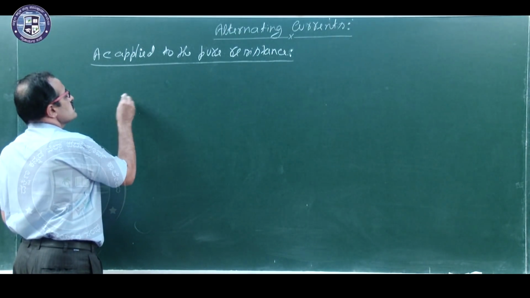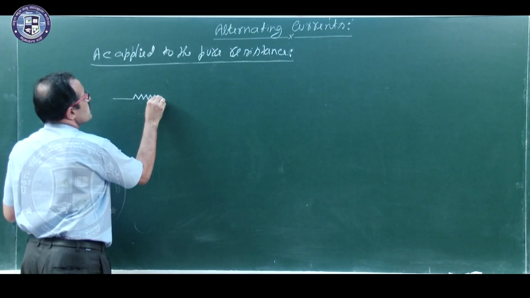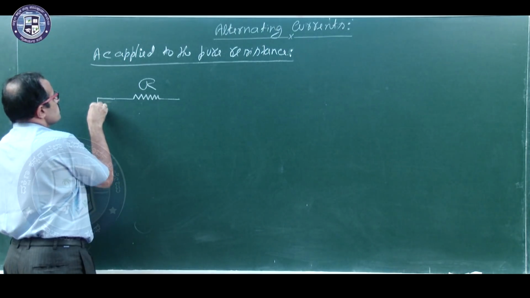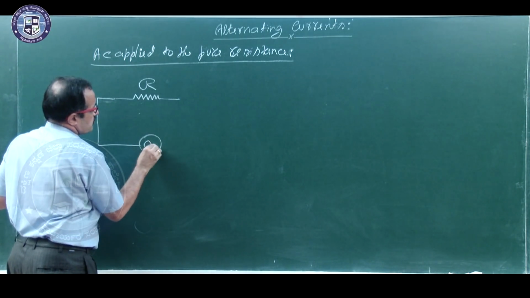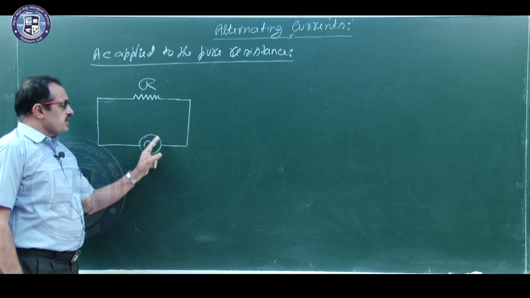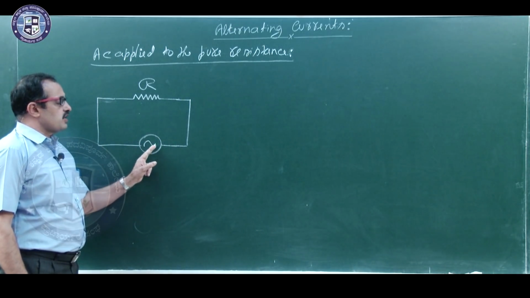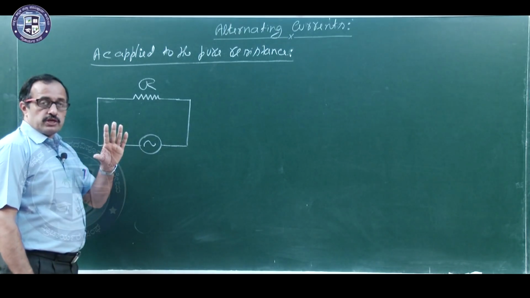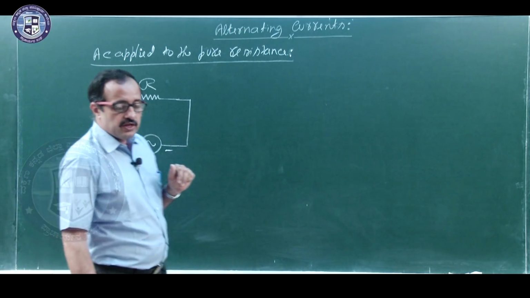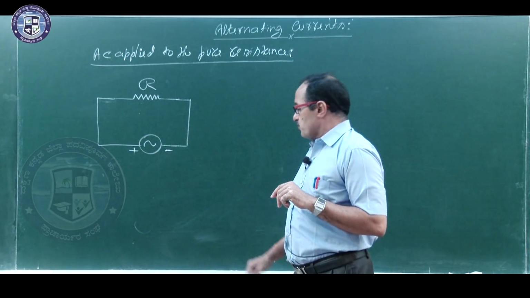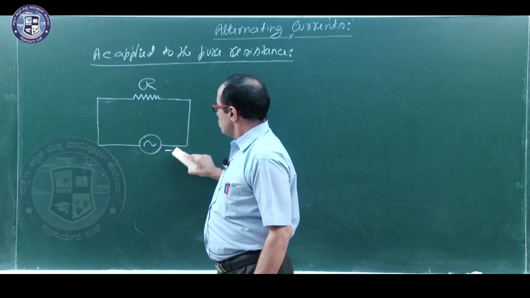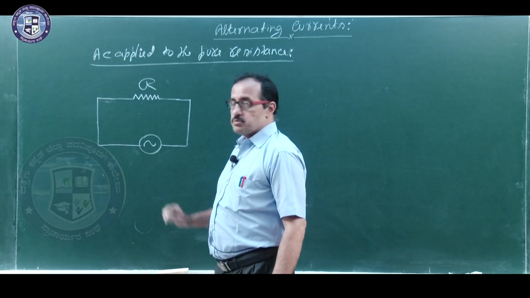Now, we take a simple circuit. It is the resistance R connected to the AC source. It is the symbol for AC source, which produces sinusoidal voltage. Don't put plus minus. If you put plus minus, it is wrong, because it is alternating, polarity continuously changes. Therefore, if you write plus minus, you may lose 1 mark. So, do not write plus minus.